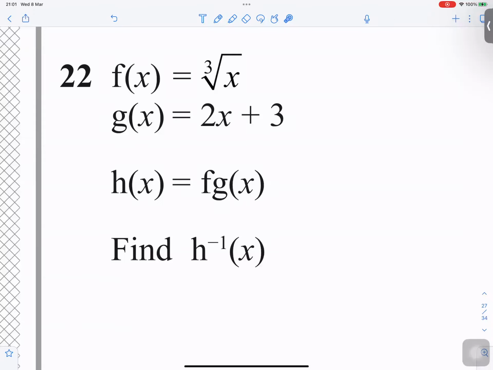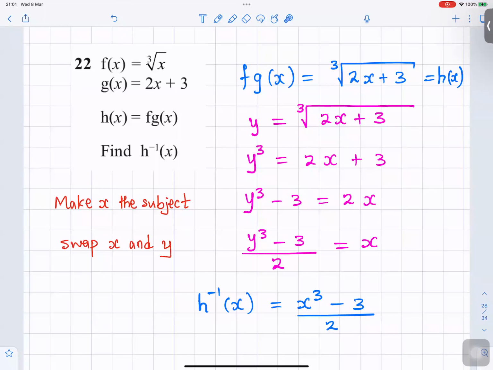That's question 22. And I want us to find h inverse of x. So question 22, we have f of x, we have g of x. So h of x is fg of x. How do we get fg of x? Whatever we have for g of x, we put it in f. So g of x is 2x plus 3. So we take 2x plus 3 and replace x there. So what that means is 2x plus 3 would go in there under the cube root sign. And you have the cube root of 2x plus 3. And that is what we call our h of x.